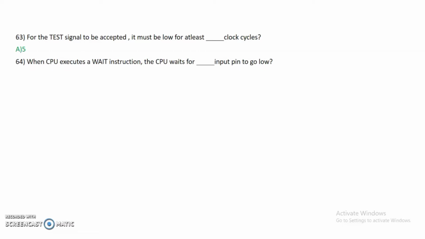Bit number 64. When the CPU executes a WAIT instruction, the CPU waits for dash input pin to go low. The answer will be TEST. Whenever the TEST signal is low for 5 cycles, only then does the CPU proceed past the WAIT instruction. Always remember there will be a bar on top of the TEST signal. TEST and WAIT are interlinked and depend on each other, so try to make a note of them.